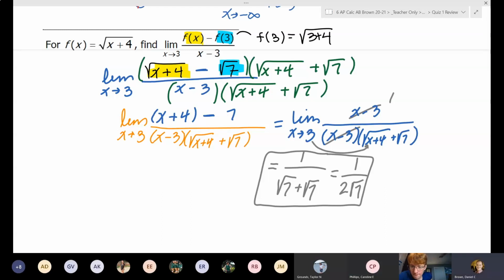Any other questions? Yeah, so when you canceled the x minus 3, it leaves behind a 1. Can you explain why it's a 1 and not a 0? In math, things don't cancel out to be 0. 2 divided by 2 is 1, not 0.